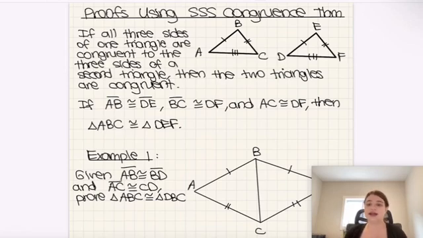So essentially what this is saying is that automatically, if all the sides are congruent, all the angles must be congruent as well, just automatically, and therefore the triangles overall are congruent.